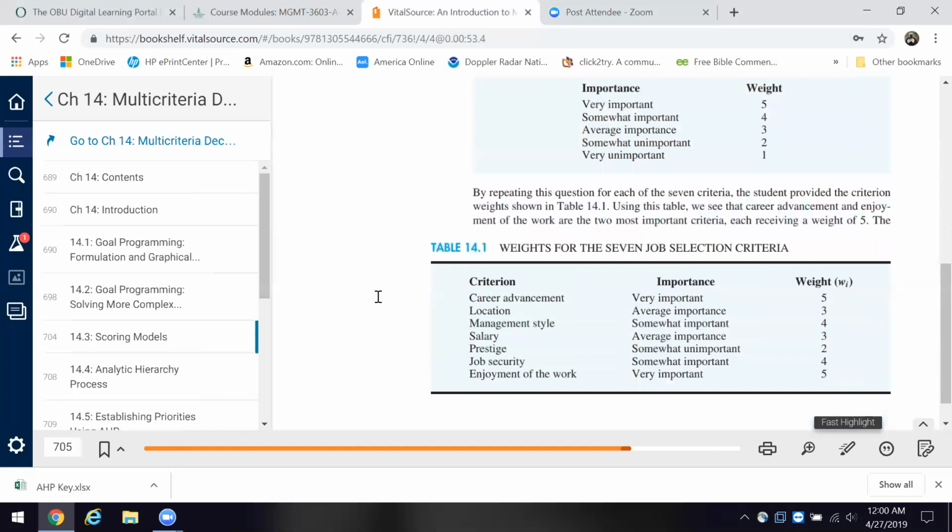And then they show us the weighting scales that they have for the 7 criteria, okay? And they're using a 5. I guess it looks like a weight of 1 to 5.